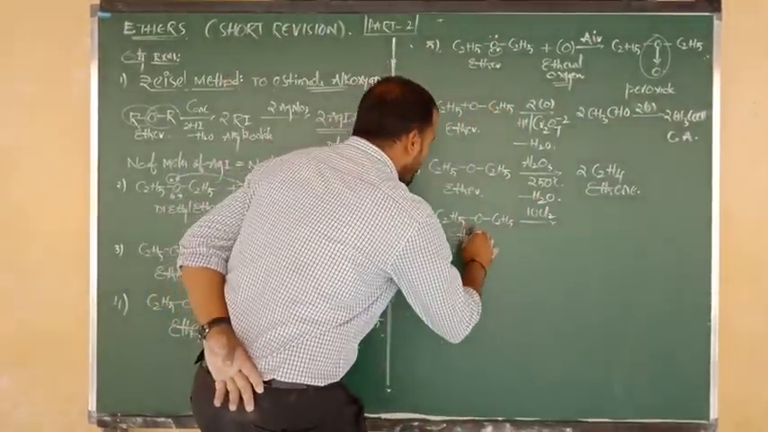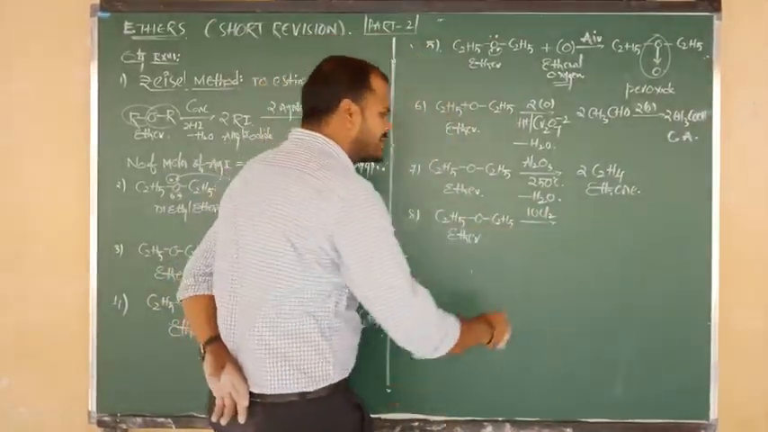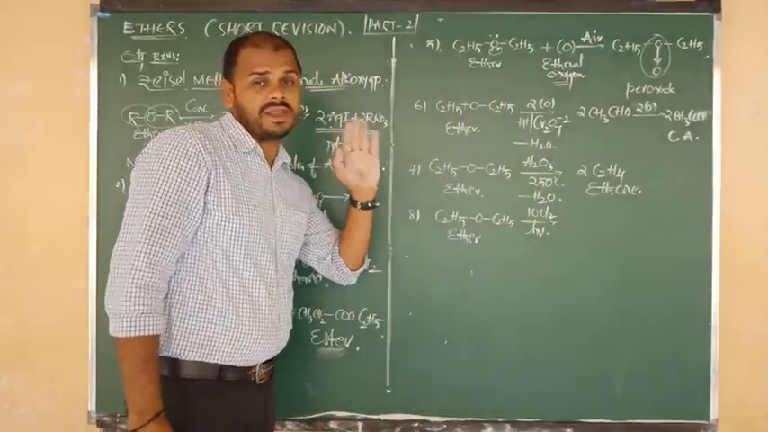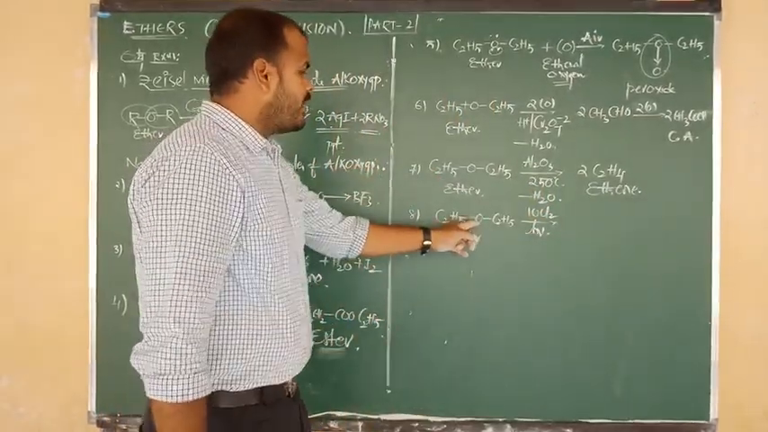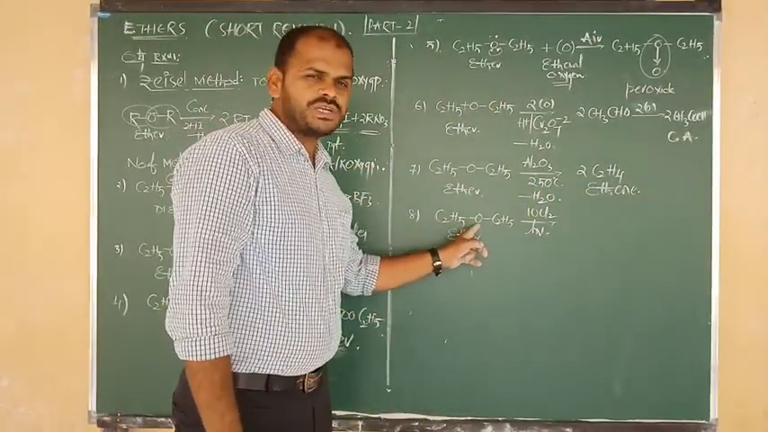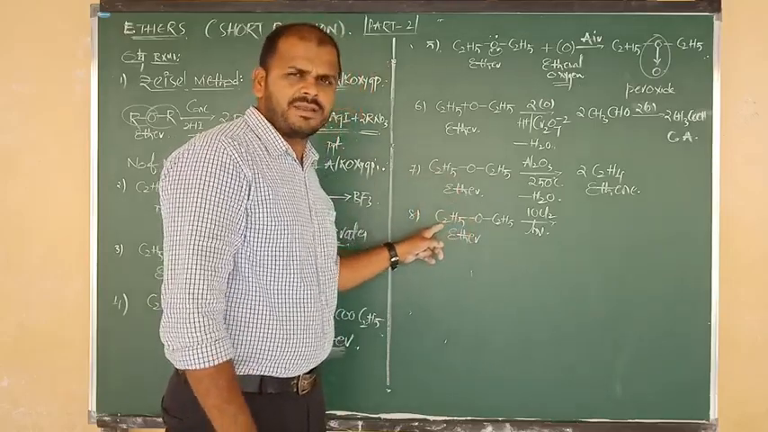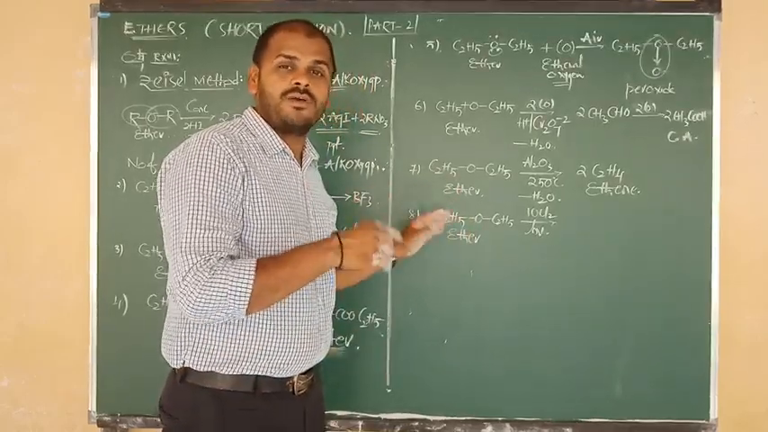Diethyl ether on reaction with 10 moles of chlorine in the presence of sunlight. The condition is very important. The O is the functional group of ether, and it is connected to C2H5, which is nothing but CH2 and CH3. So there is an alpha carbon and a beta carbon.